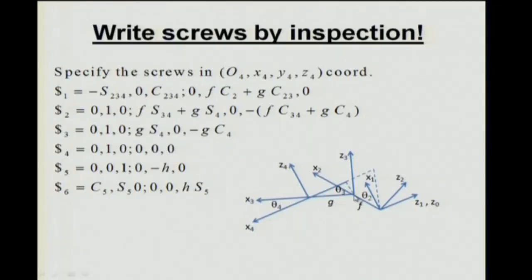If you look at $3, the third screw, that passes through this point and is coming out of the plane. Since it's coming out of the plane, its direction cosine will again be 0, 1, 0. In fact, $2 is also coming out of the plane, so it will again be 0, 1, 0. So the only thing we have to do is calculate the moment of a line which is coming out of the plane here.